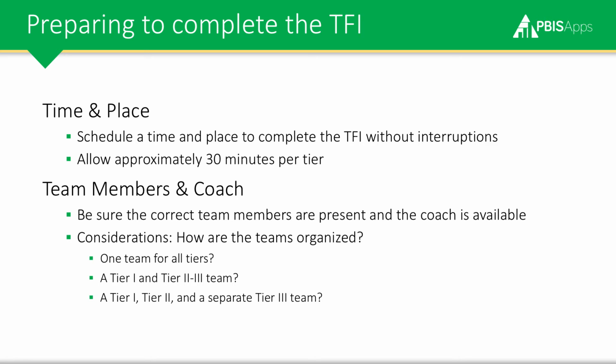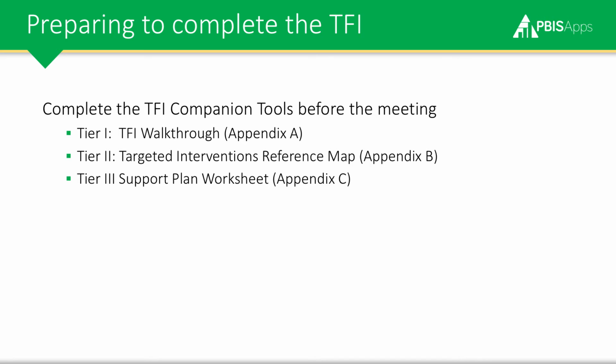For example, the Tier 1 team can complete the Tier 1 section, and then the Tier 2-3 team can complete those sections. Before meeting, it's important to complete the companion tool that's associated with each tier. Completing the companion tool will aid the team in answering the questions on the TFI.